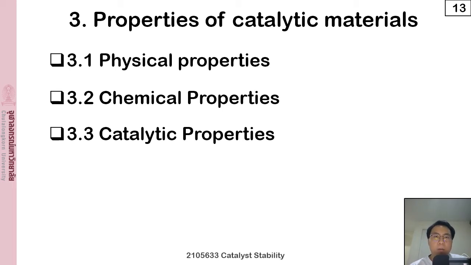Now we will see what types of properties we will see in the catalyst or catalytic materials. So it can be classified into three main properties: the physical, chemical, and catalytic. Although some of the books also classify the mechanical properties in the catalytic materials, these three cover almost more than 90% of the properties.